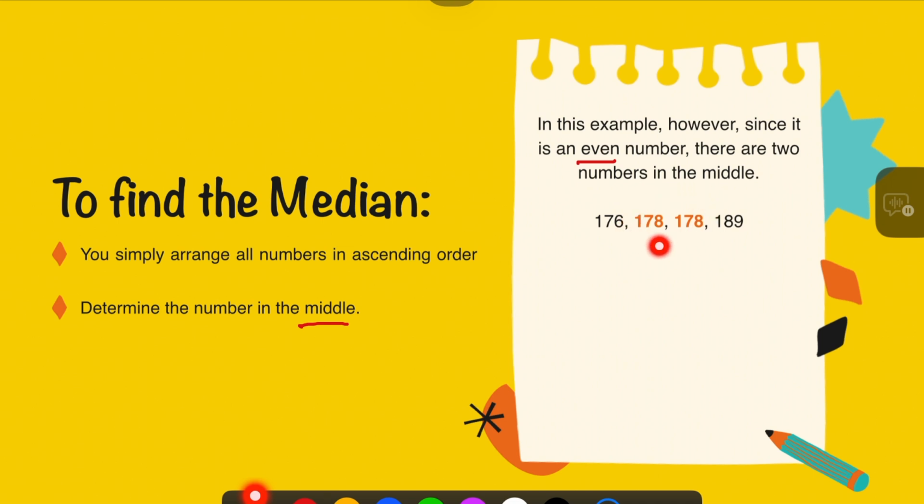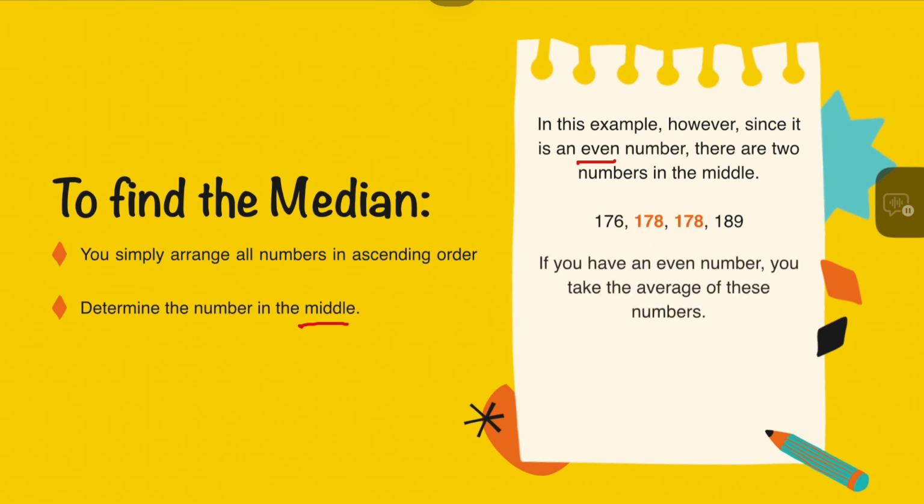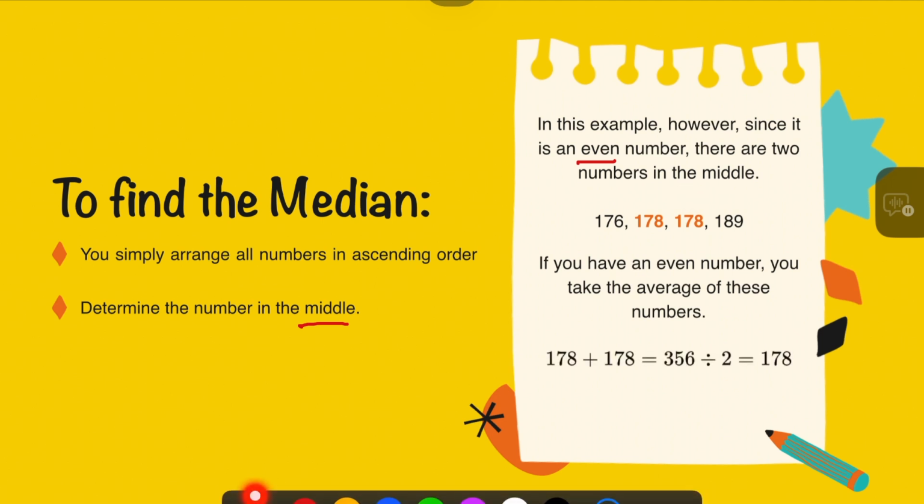Okay, so when we have two numbers in the middle, we have to take the average of these numbers in order to find the median. So 178 plus 178, then we divide by 2. So our median is equal to 178. Okay, so let's see what happens if we have a set of data with an odd number of values.